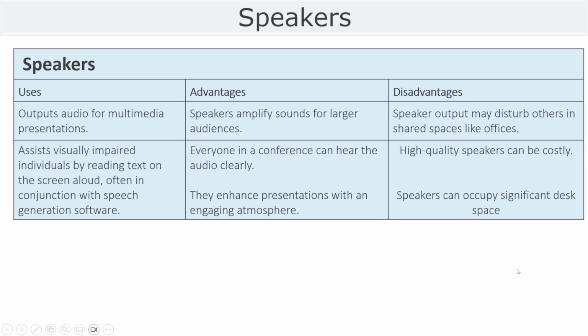Another output device here is speakers. Speakers are used to output audio from multimedia presentations. Speakers assist people who are visually impaired by reading text on the screen aloud, often in conjunction with other speech generation software. The advantages of speakers is that they amplify sound for a larger audience, so everyone in a conference area can hear the sound clearly, and they are also used to enhance presentations with an engaging atmosphere.